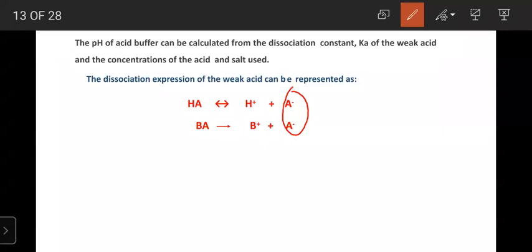So, presence of common ion. What about the dissociation of this? As you know, weak acid undergoes partial dissociation. But here we have salt, so it undergoes complete dissociation. It gives B plus and A minus, in the sense it is completely converted into B plus and A minus ions. So A minus ion is present in excess quantity. But what about this first one?